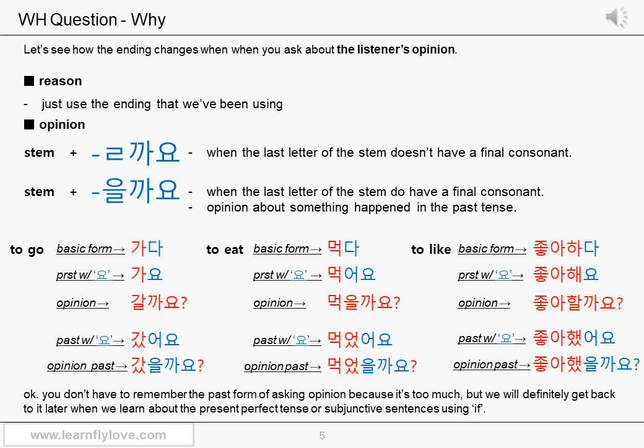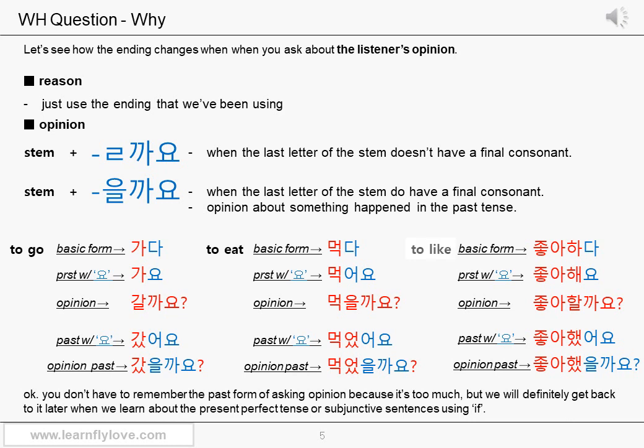But we will definitely get back to it later when we learn about something like the present perfect tense or subjunctive sentences using if. Okay? Very good. Let's take a look at the next verb. To eat. The basic form of the verb eat is 먹다. And it becomes 먹어요 when it combines with the suffix 요. The stem 먹 has the final consonant. Therefore, we need to add 을 sound first and then 까요. 먹을까요? 먹을까요? It's nothing, right?